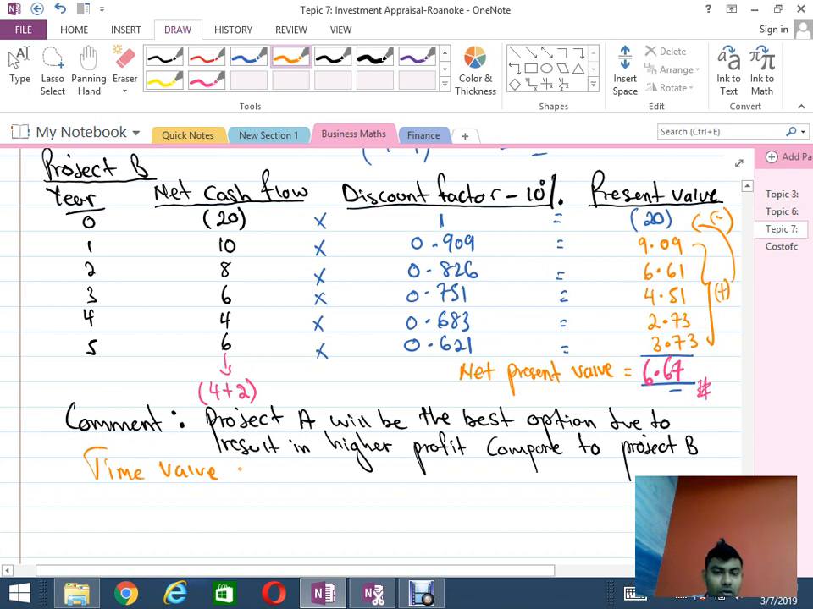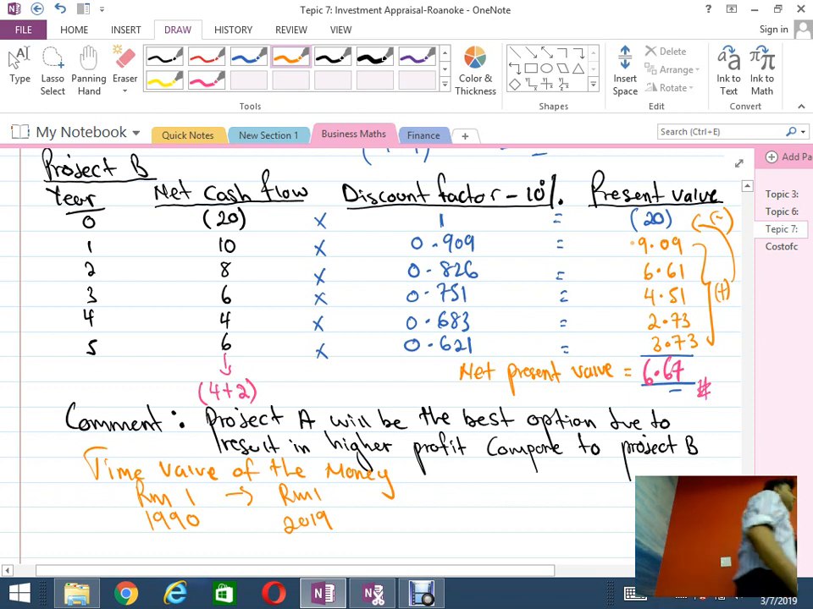Time value of money. You know what is time value of money? Example, 1990, RM 1. Is that the same as RM 1 in 2019? Is that the same or not?